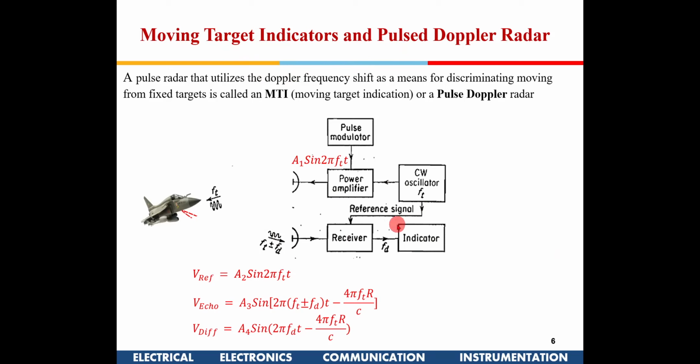So this is the block diagram. A pulse radar that utilizes the Doppler frequency shift as a means of discriminating moving targets with respect to the stationary targets is known as MTI and pulse Doppler. Both are the same. There is a small difference between these two, which I will discuss subsequently in one of the slides. First, let's assume it's the same, and then there is a minor difference between these two that we will discuss. Essentially, it's a pulse radar.